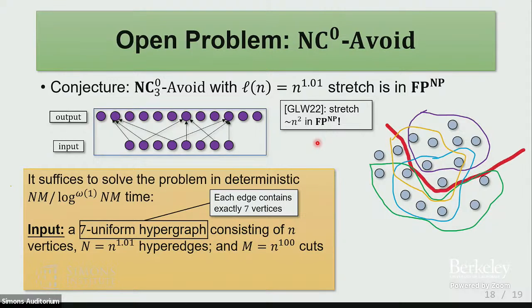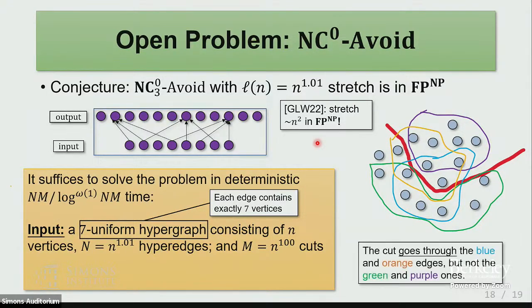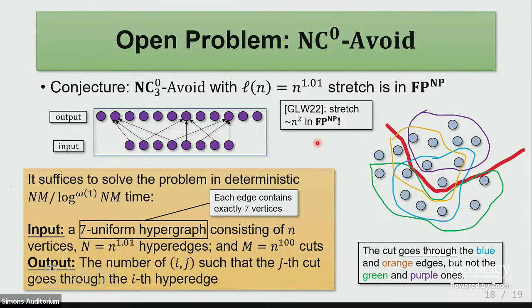A cut is some way to partition the vertices into 2 parts. We say a cut goes through an edge if the edge intersects both parts of the cut. So this cut goes through the orange edge and the blue edge, but it doesn't go through the purple edge and the green edge. I hope this makes sense. And you want to estimate the number of pairs ij such that the jth cut goes through the ith hyperedge.